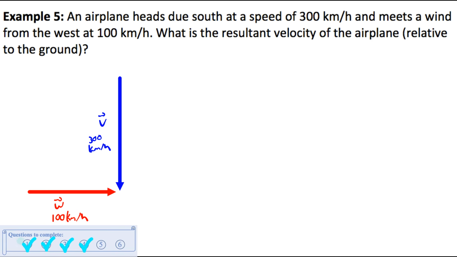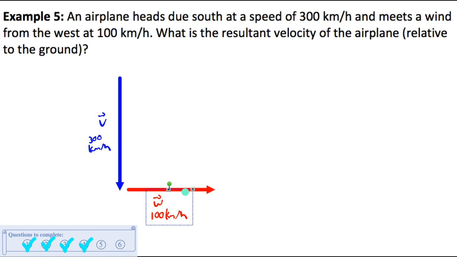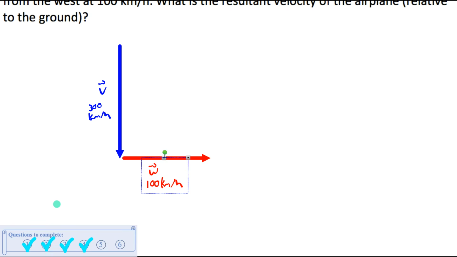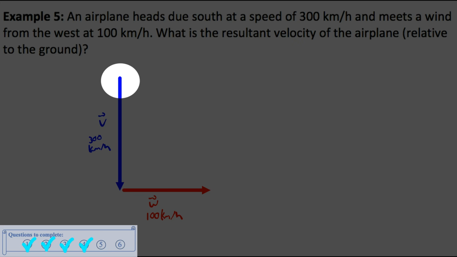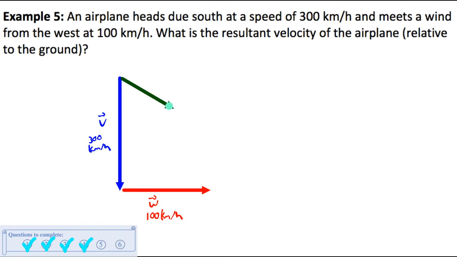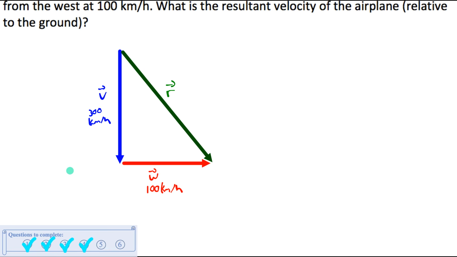So to add these two vectors, I have to place them tip to tail. So I'll translate the wind velocity vector so that its tail is at the tip of the plane's air velocity vector, and the resultant is going to give me what we call the ground velocity of the airplane. And the resultant would go from the tail of the first vector to the tip of the second vector. So from the tail of vector v to the tip of vector w. And for this question, I'll call this vector r to stand for the resultant velocity.